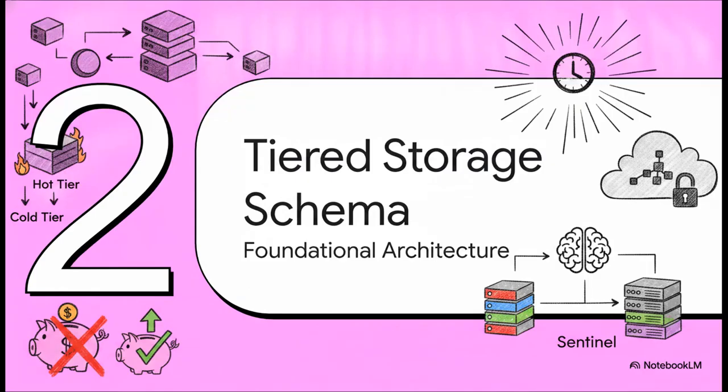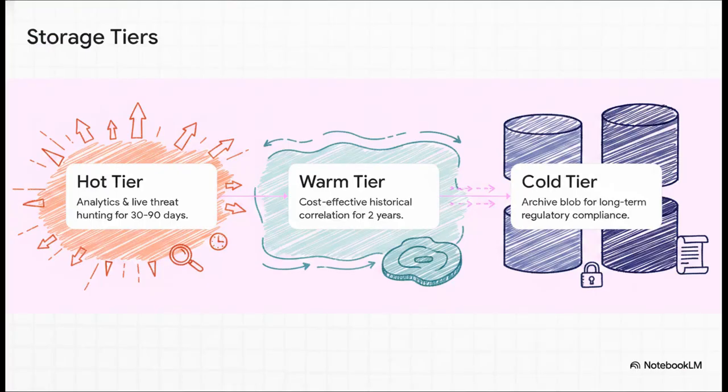Moving right along to Section 2, Sentinel's tiered storage schema. This is the foundational layer of our architecture. Now, before we can even think about analyzing our data, we have to store it in a way that doesn't completely bankrupt the IT department, right? By routing data based on its actual utility, we can drastically reduce costs, and we do it without sacrificing the speed you need for critical security operations.